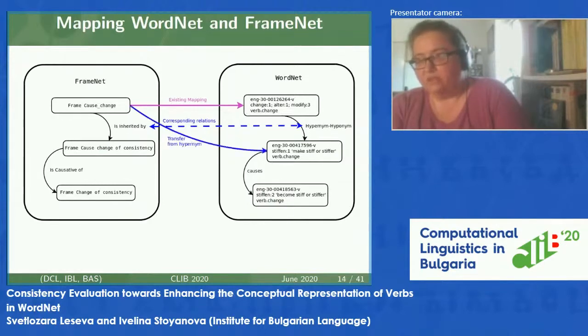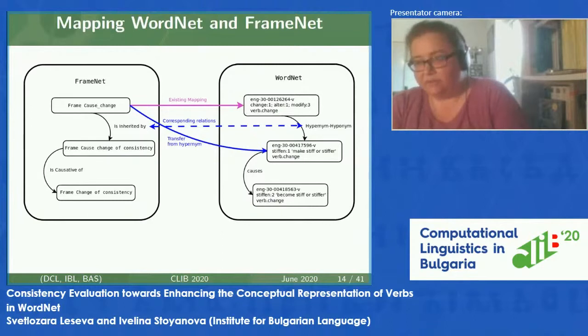Then we assume that basically the conceptual description of the verb is transferred from the hypernym to the hyponym. So in this case, we get the frame of change and transfer it onto the synset stiffen. Stiffen: makes stiffer or more rigid.